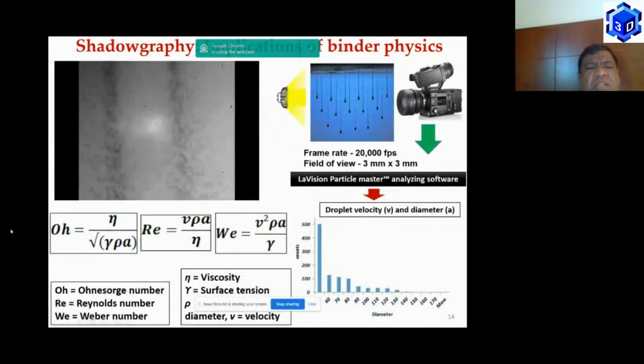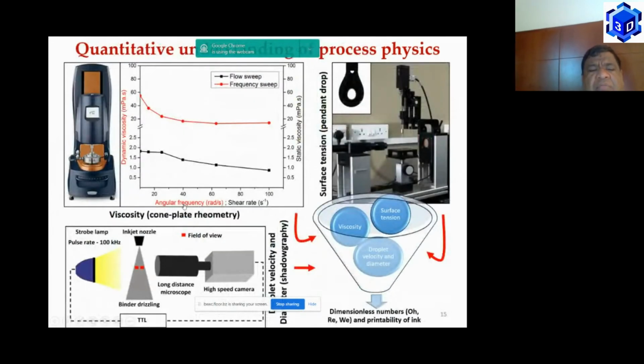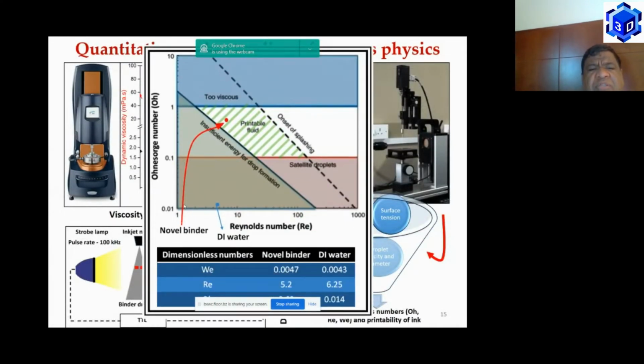Right. So if you look at this, I don't know whether you are able to see this movie, how this binder is interacting with this powder bed, and then different dimensionless numbers based on very high throughput cytography measurements of binder particle distributions and so on. We have calculated the Ohnesorge number, Reynolds number, and Weber number. And what we found out is that in terms of this Ohnesorge number and Reynolds number, this particular binder formulation that we have actually falls in this printable fluid region.